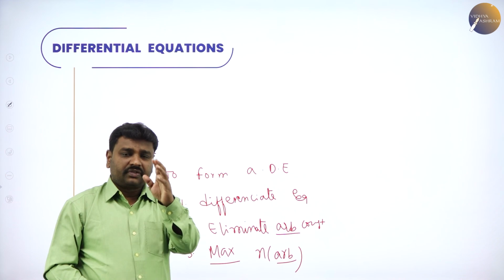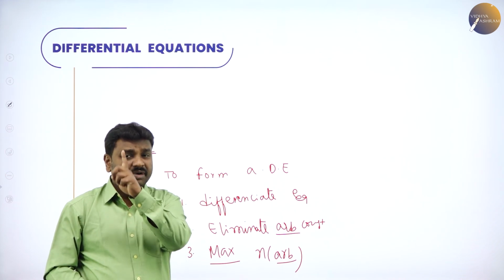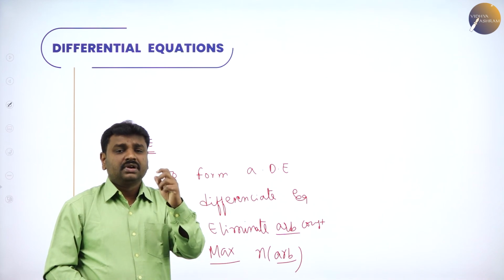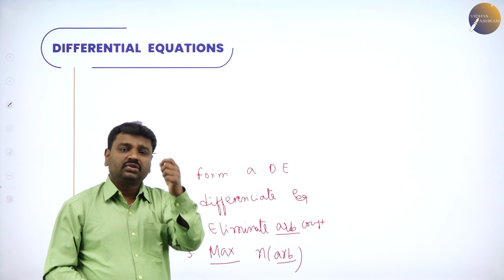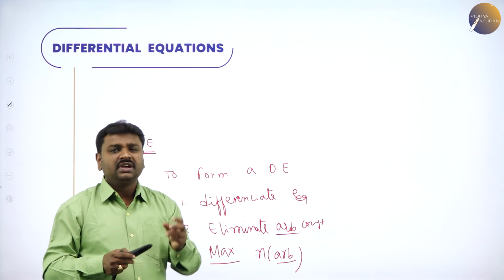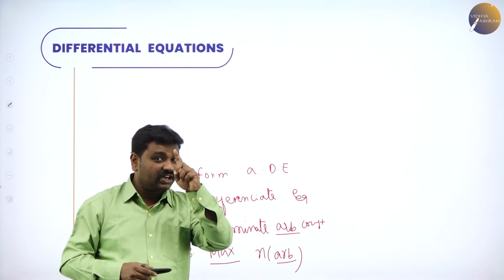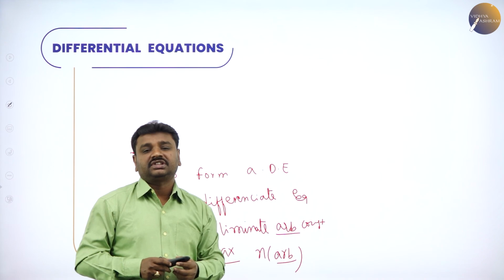After differentiation and after creating the equation, the final answer should not contain arbitrary constants. It means each step is crucial. Think, observe, rearrange and differentiate so that you will get your answer. Sometimes you can subtract, sometimes add, sometimes multiply, like simultaneous equations. But the final answer should contain only the differential equation without any arbitrary constants.